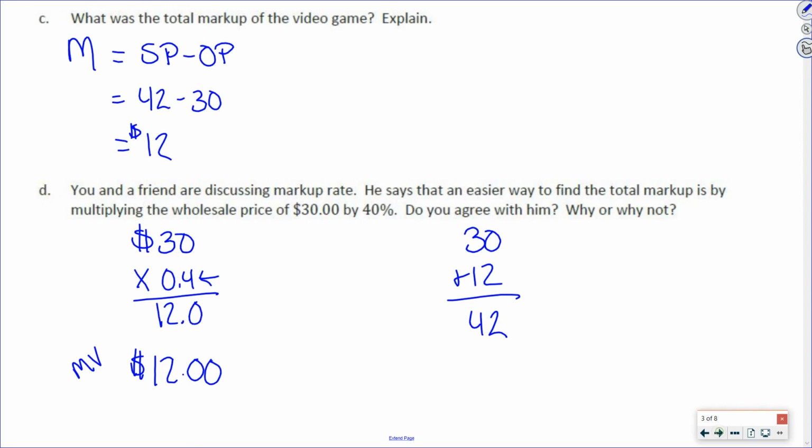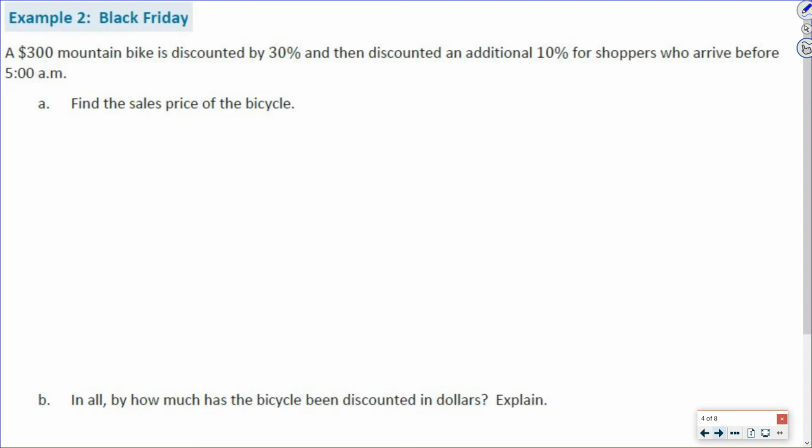Okay, let's move on. Question 4. A $300 mountain bike is discounted by 30% and then discounted an additional 10% for shoppers who arrive before 5 a.m. This is a Black Friday sale. Black Friday sales are very cutthroat. If next Thanksgiving you go with your mom or dad when they go Black Friday shopping, let them show you what it's like, and you'll understand why it's always better to go online to make your purchases.